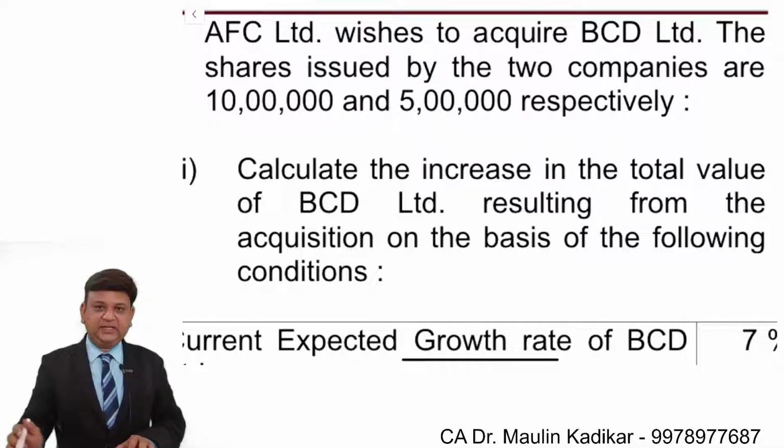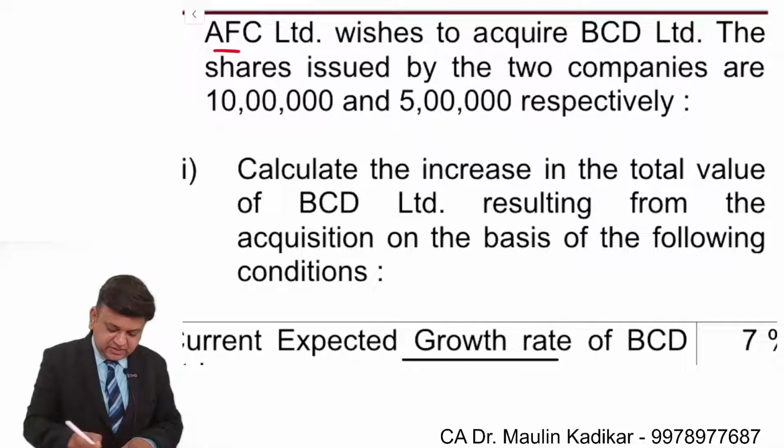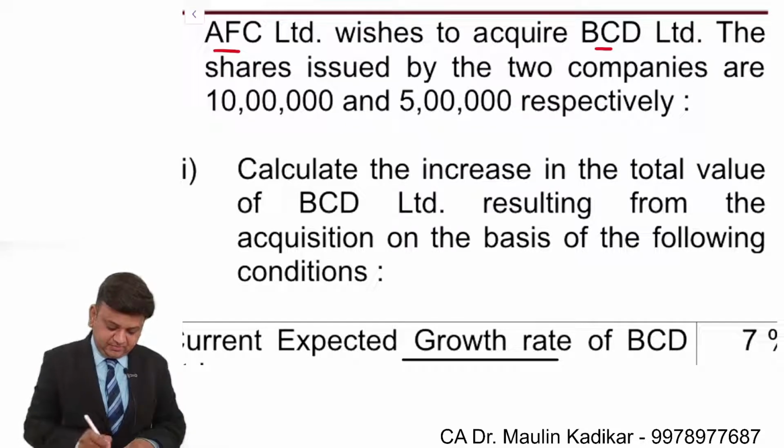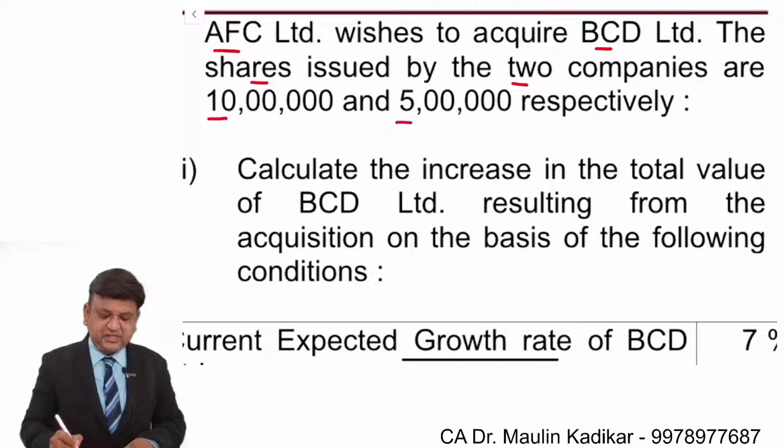Let us see the next question. AFC Limited wishes to acquire BCD Limited. So AFC is the acquiring company and BCD is the target company. Shares issued by the two companies are: AFC, 10 lakhs, and BCD, 5 lakhs.